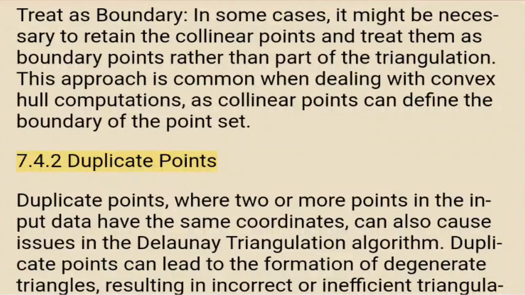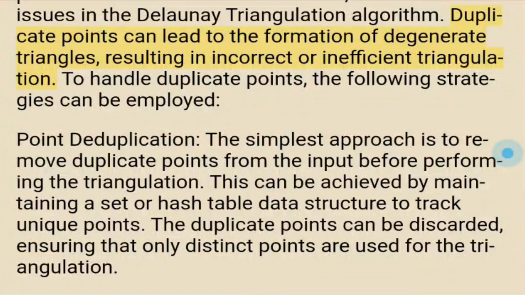7.4.2 Duplicate Points. Duplicate points, where two or more points in the input data have the same coordinates, can also cause issues in the Delaunay triangulation algorithm. Duplicate points can lead to the formation of degenerate triangles, resulting in incorrect or inefficient triangulation. To handle duplicate points, the following strategies can be employed.